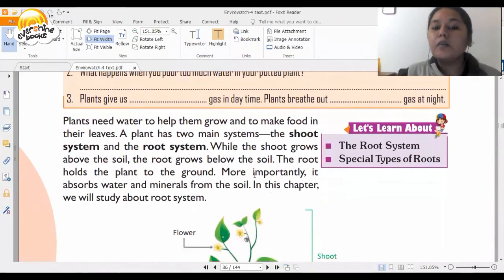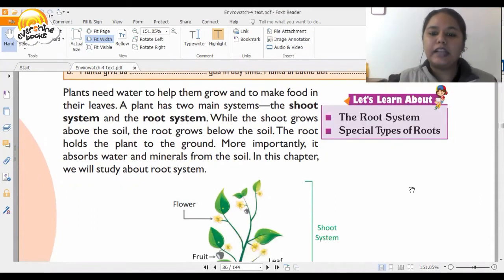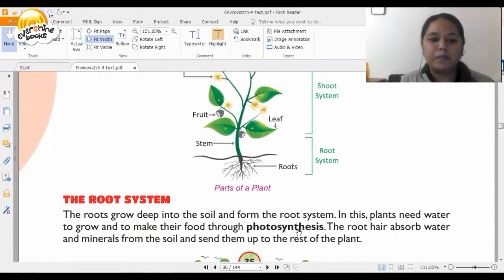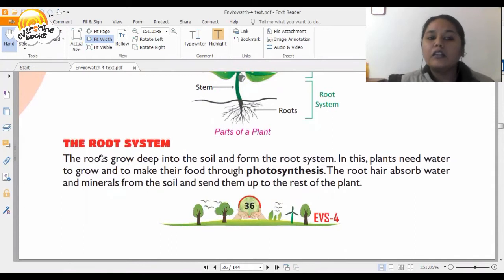Then it says, more importantly, it absorbs water. We're talking about the root system here. It absorbs water and minerals from the soil. And in this chapter, we are going to study the root system. See, here is a diagram also given which shows the shoot system and this is the root system. Now, the roots grow deep into the soil and form the root system.